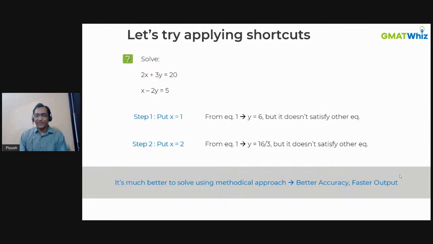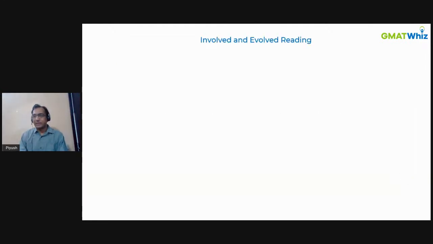Okay. So what you should do for RC is, and this is something that we at GMAT Wiz are very particular about. We make sure that we teach it as an important part of our course. We teach you how to read in an involved and evolved manner. You have to place yourselves in the shoes of the author. You have to think like the author. Okay, you have to walk the walk, you have to talk the talk of the author. You have to understand the viewpoint.